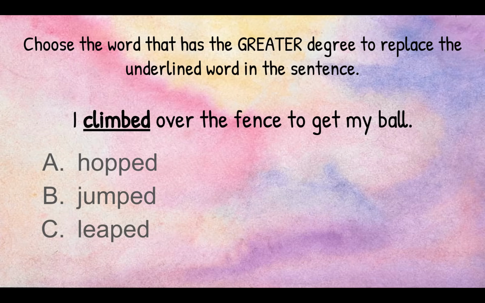Choose the word that has the greater degree to replace the underlined word in this sentence. I climbed over the fence to get my ball. Our choices are hopped, jumped, or leaped. I'm going to read each sentence with each answer choice. I hopped over the fence to get my ball. I jumped over the fence to get my ball. I leaped over the fence to get my ball. Which word has the greater degree or the darker shade of meaning? Hopped, jumped, or leaped? The answer is leaped.